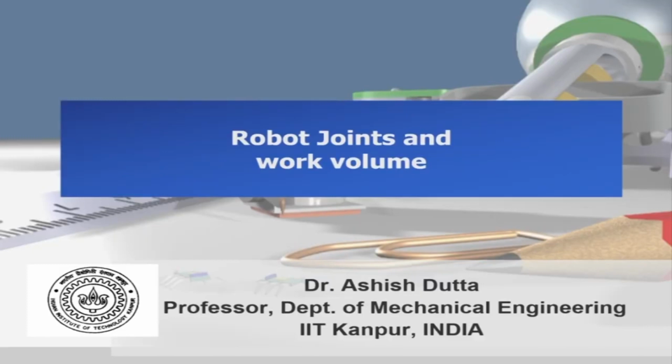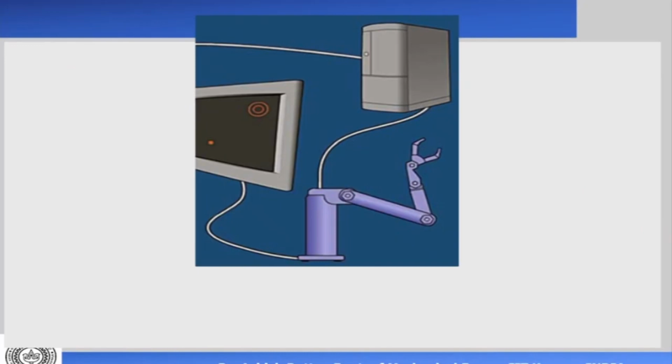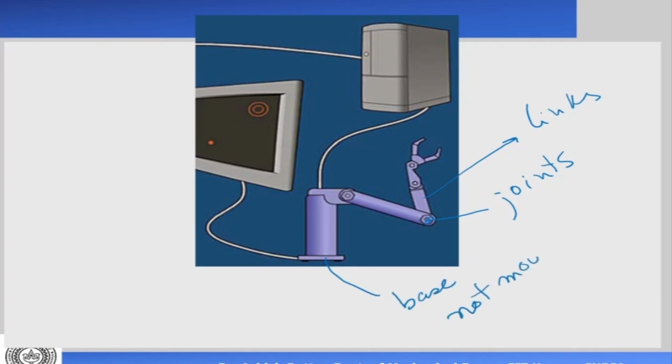Now, moving on further, next we'll be talking about robot joints and work volume. What are the different kinds of joints, and by connecting different joints, how can we make a robot? So how does the robot essentially work? A robot has joints, so these are joints, and these joints are connecting with links, and the base of the robot is not moving. That's the base and not moving. In this course we'll be dealing only with serial arms, and in this serial arm the base is not moving, it is fixed. There are links. The links are connected by different kinds of joints, and this is called an end effector.